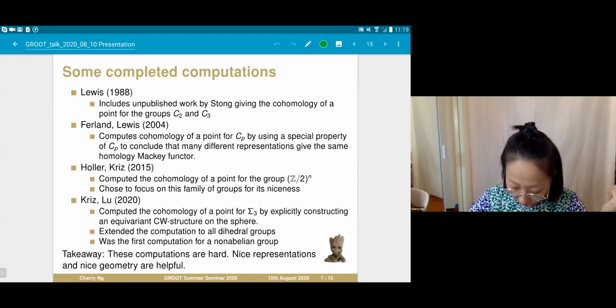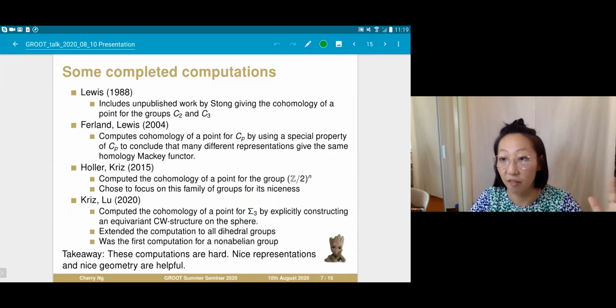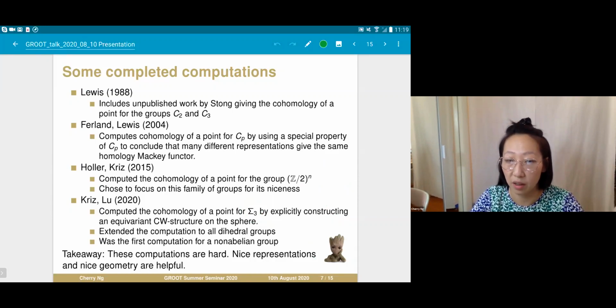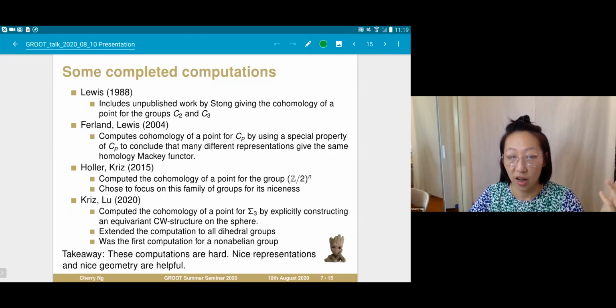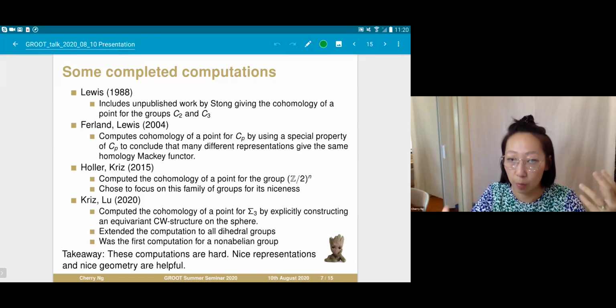And the takeaway from looking at all these computations that have been completed are that, number one, they're pretty hard to do. And number two, the ones that are complete tend to be for a lot of cyclic groups. The ones that are not for cyclic groups have some nice property to them. For example, that S3 has at most a two-dimensional real representation so that you can draw it and physically cut it up into little pieces.